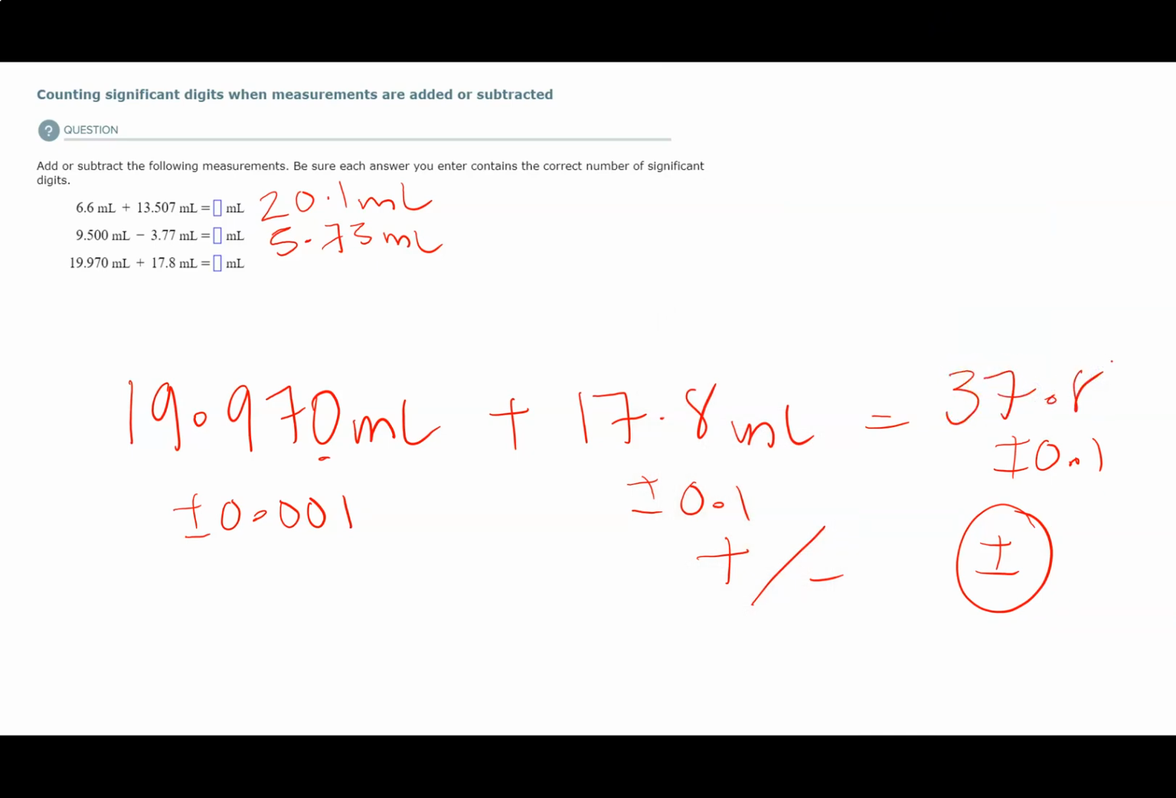Here we go. All right, 37.8 milliliters. Sometimes you have to give the units in Alex, sometimes they're given for you. In this case, they were all given for you.